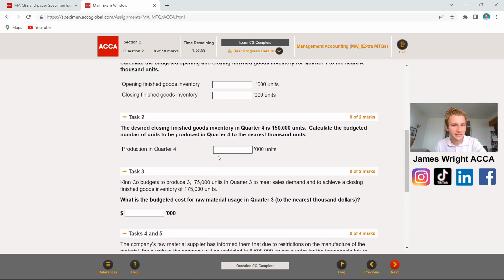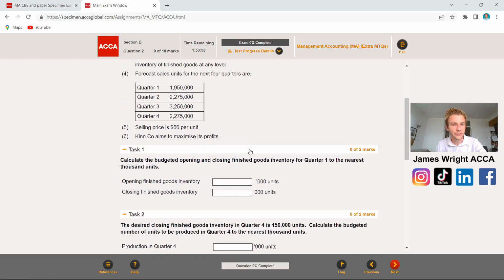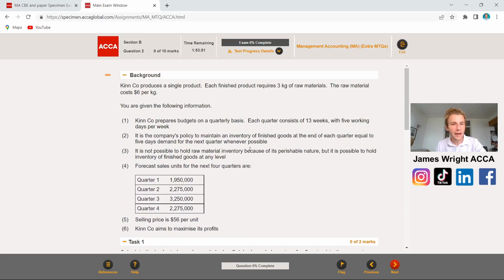But noticing on here, there's no pull down answers, or there's no graphs or anything like that that I need to refer to. So this is where all the key background information up here is going to be so important to actually digest and understand what's going on. So let's just go through it if I was you. And as you can see on the screen, we've got Kinco produces a single product.